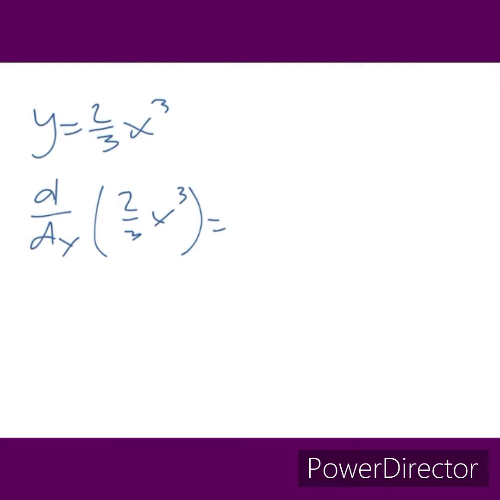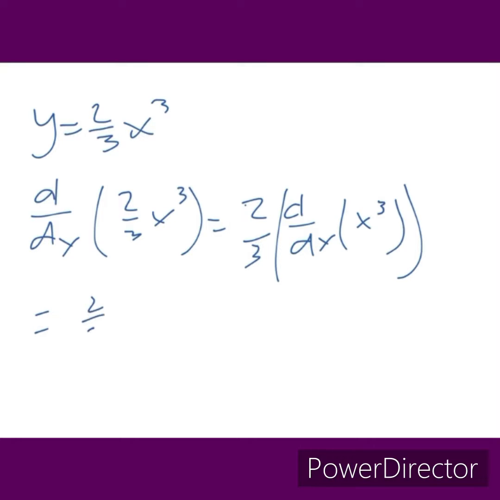Another example, find the derivative of 2/3 x cubed. The derivative of 2/3 x cubed is equal to 2/3 times the derivative of x cubed, which is equal to 2/3 times 3 times x raised to 3 minus 1, which is equal to 2x squared.